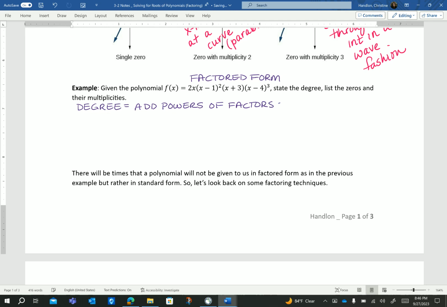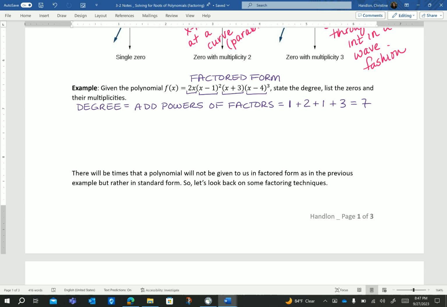Every factor has an exponent. So the power of my 2x factor is an invisible 1. The power of my x minus 1 factor is a 2. The power of my x plus 3 is a 1. And the power of x minus 4 is a 3. So in this case, the degree of my polynomial is going to be a 7. Okay, that's the highest exponent. If I multiplied this factored form out and converted it into a standard form, the highest term, the leading term, will be an x to the 7th power.